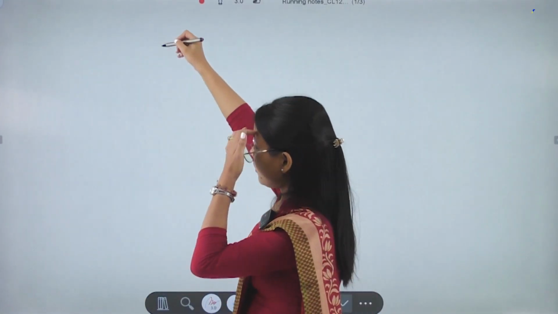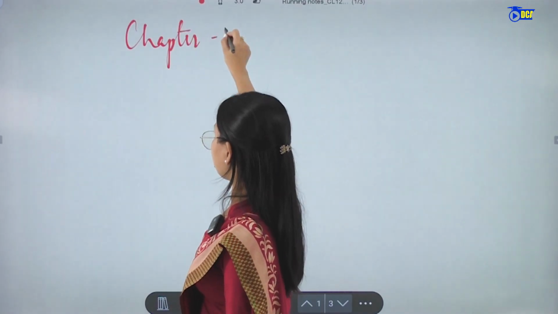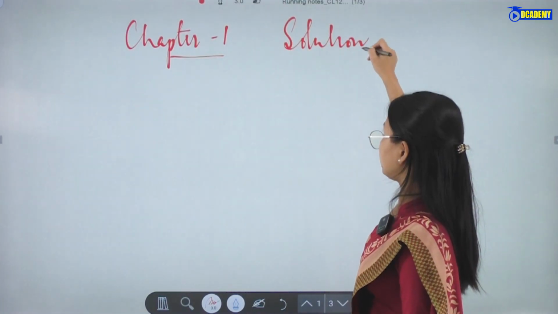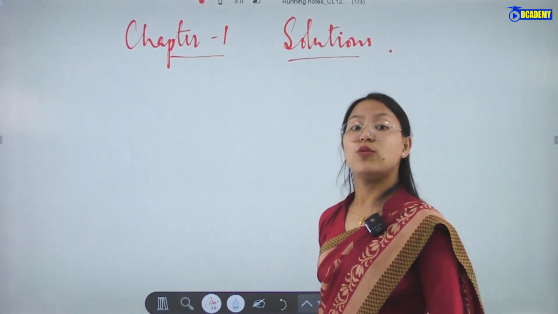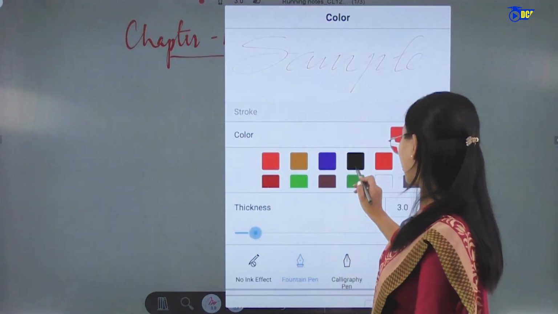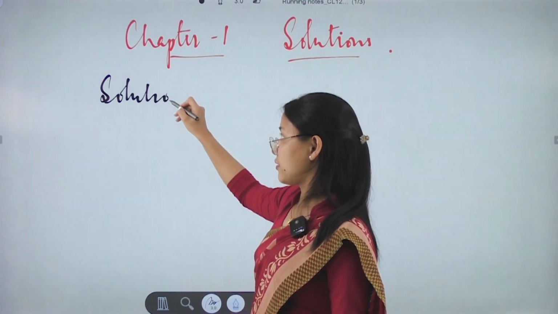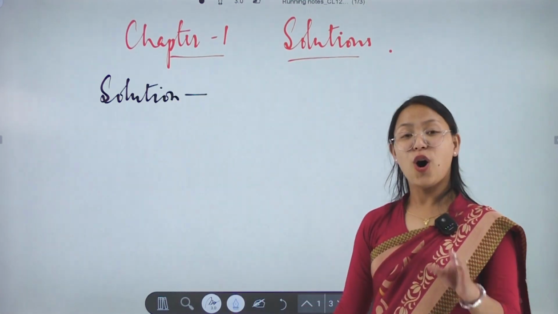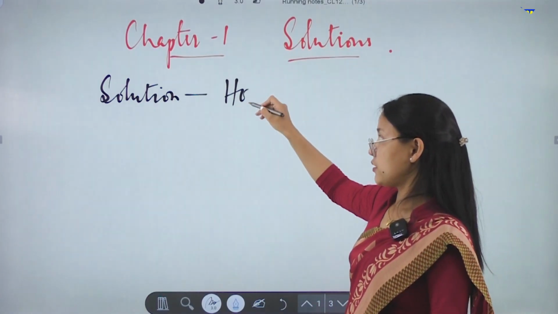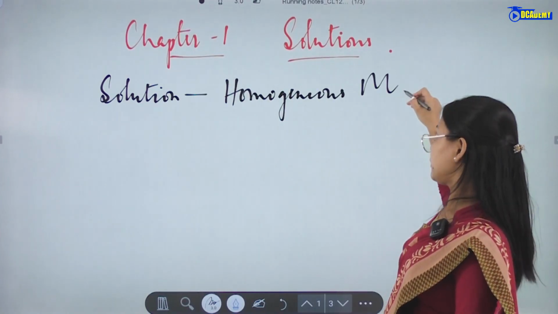So this is chapter number 1, Solutions. What do you mean by solution? We are going to say that solution is a homogeneous mixture.